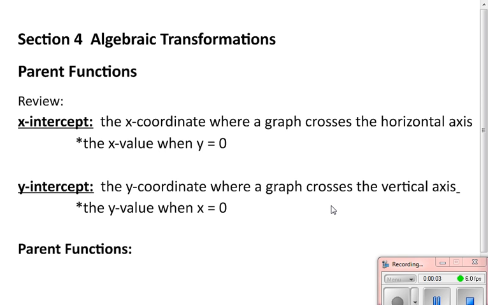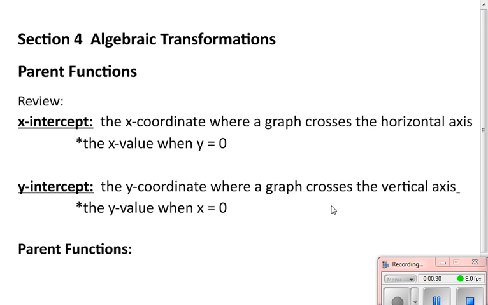Now, section 4 is going to combine algebra and this idea of transformations. And what happens when we look at algebra and transformations is we start talking about something like parent functions. Now, these are our original base graphs or equations, and then we're going to start transforming them. We're going to stretch them, we're going to shrink them, we're going to shift them left, right, shift them up, down. And there's rules for all of this.